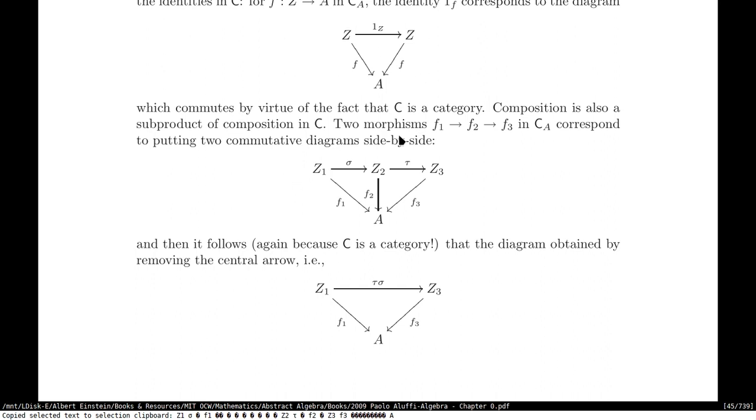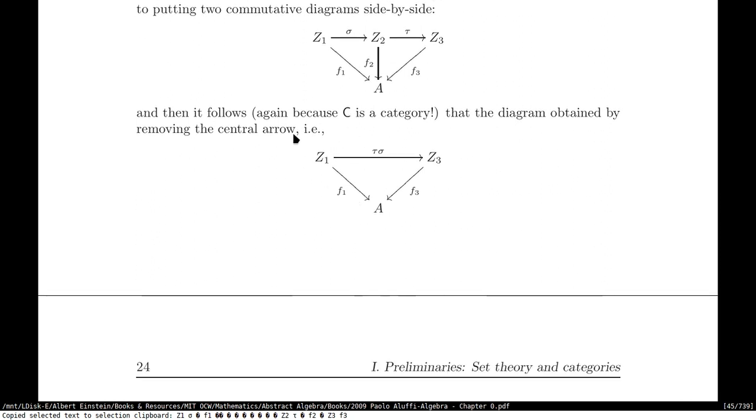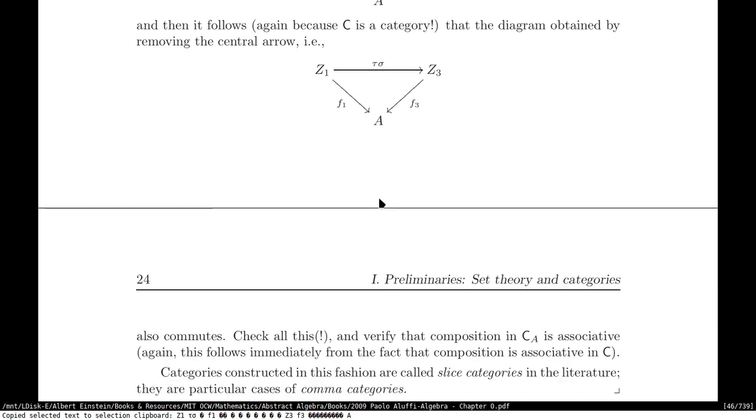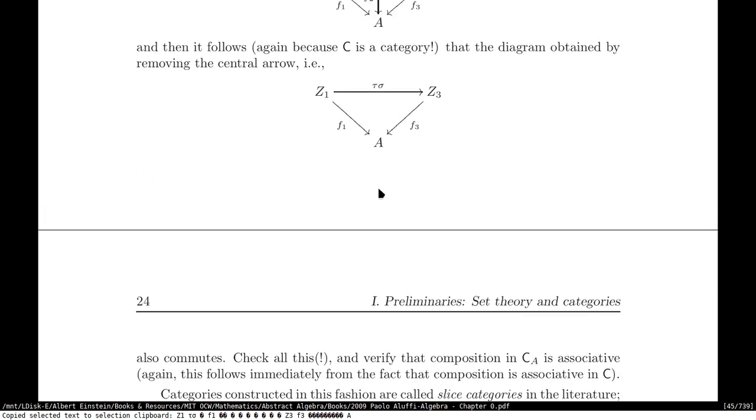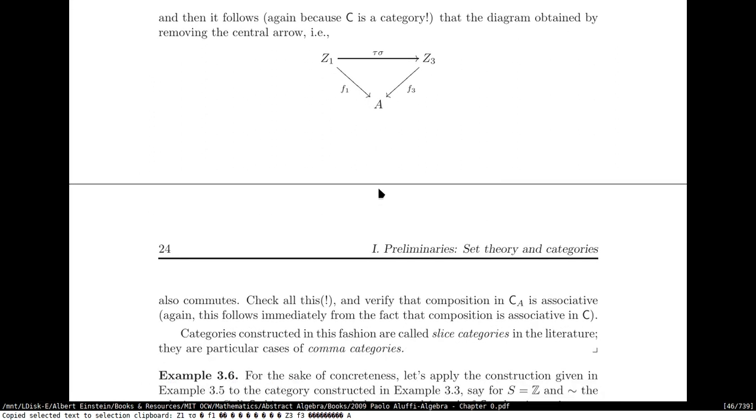So this whole thing is a commutative diagram. To show that this satisfies composition, you can remove this middle object. This whole thing is an object, right? You can remove this whole object. You can compose these two morphisms tau and sigma, and your whole thing stays commutative, right? So your whole diagram now becomes like this. You have the morphism tau sigma going from Z1 to Z3 directly, and you have the two objects f1 and f2, right? And that commutes. And that shows that the composition is well-defined in this category.